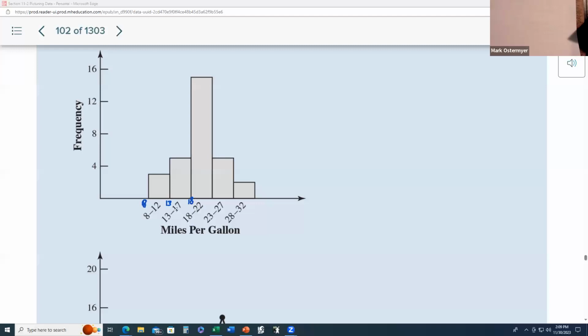Another way to label your classes is to use this method they're showing you here. Just like 8, this first bar represents the class 8 to 12, second bar 13 to 17. That's okay. There's nothing wrong with this convention. Did anybody go from like 8 to 13 to 18 to 23 to 28? Anybody do that?